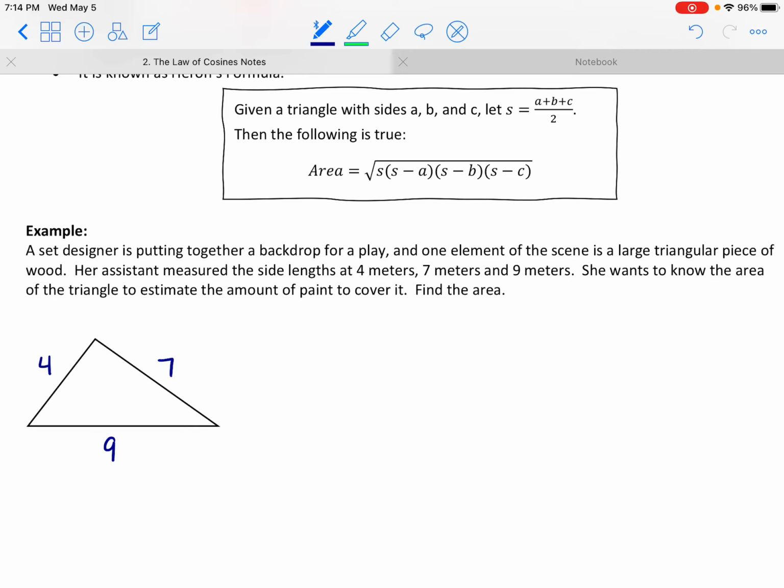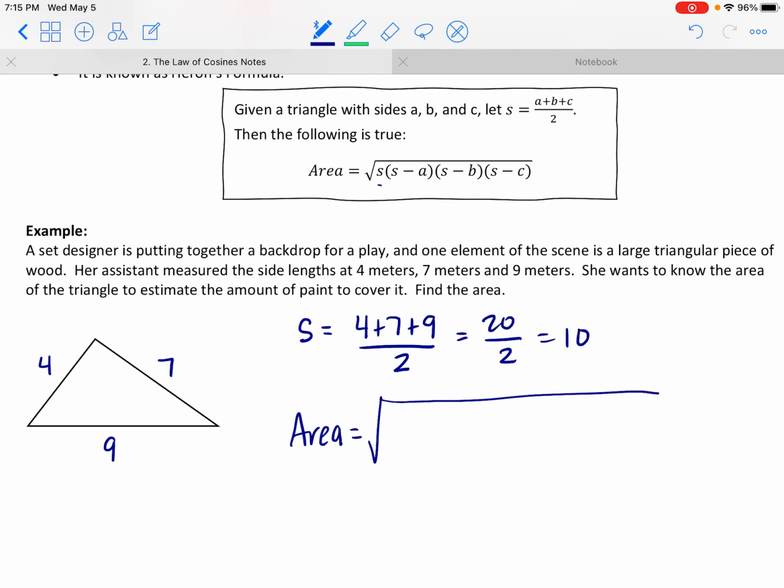According to this formula, we have to find S first, where we take the side lengths 4, 7, 9, add them together, and then divide by 2. So 4 and 7 is 11, 11 and 9 is 20, and 20 divided by 2 means S is going to be 10. So according to our formula, the area is going to equal the square root of, in the front here, we've got 10. And then here, it's S minus A, one of the side lengths. So I'm going to go 10 minus 4. And then S minus B, 10 minus one of the other side lengths, so I'm going to go 7. And then S minus C, so 10 minus the final side length, which is going to be 9.